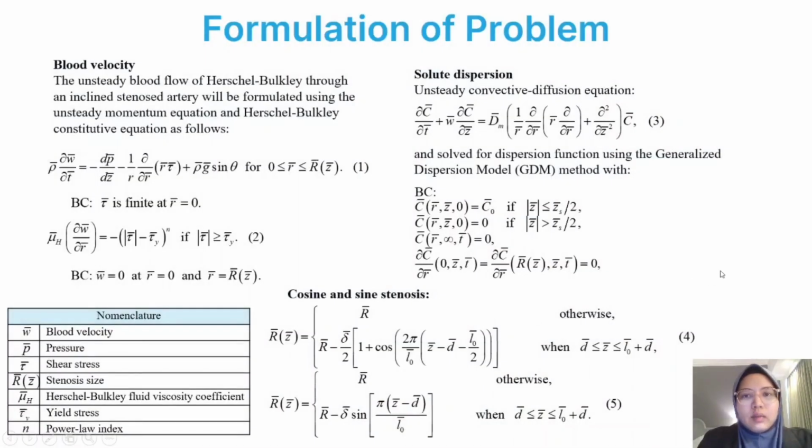Next is the formulation of the problem. The unsteady blood flow of Herschel-Bulkley through an inclined stenosed artery will be formulated using the unsteady momentum equation in equation 1 here with its boundary condition as shown here, and the Herschel-Bulkley constitutive equation as shown in equation 2 with its boundary condition below here. And we can see that the boundary condition is from 0 until Rz, in which Rz here is the formula for the stenosis, which is given by equations 4 and 5 here. Equation 4 is the formula for the cosine stenosis, and equation 5 is the formula for the sine stenosis.